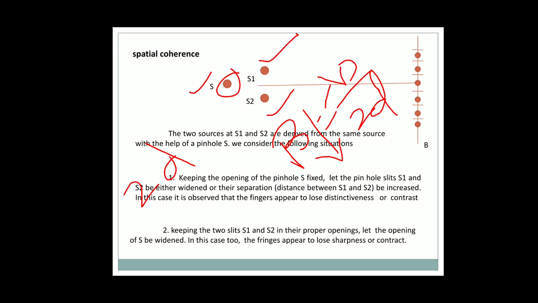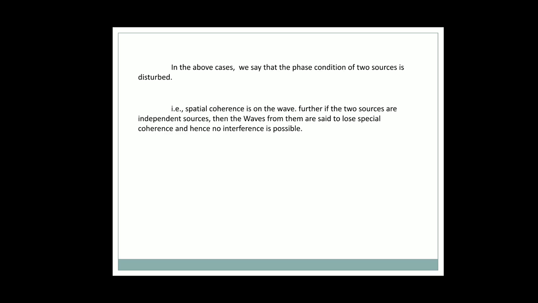The second point, keeping the two slits S1 and S2 at their proper opening, it is nothing but 2d kept constant, let the opening of S be widened. In this case also, the fringes appear to lose sharpness or contrast. It is nothing but we cannot see the interference pattern accurately. In the above two cases, we say that the phase condition of the two sources is disturbed. That is, spatial coherence is lost.